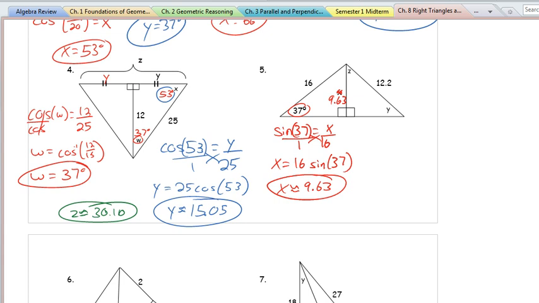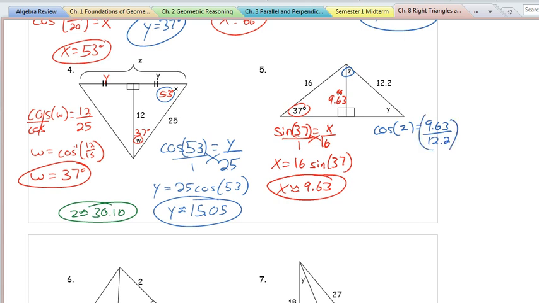So now to find Y or Z, either one, because if I find one, I know the other one, because we can use triangle sum. So I'm going to try and find Z, just because. So Z's relationship with these two sides is adjacent you have, and you have hypotenuse, A and H. A and H is cosine, so we're going to do cosine of Z equals 9.63 over 12.2.